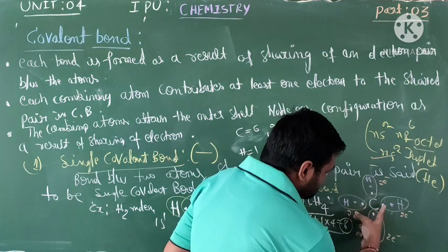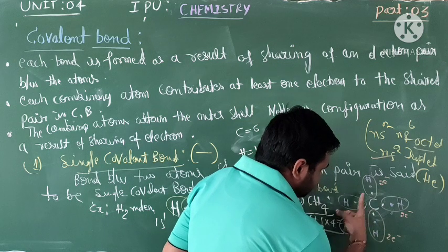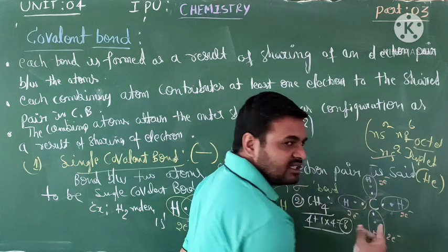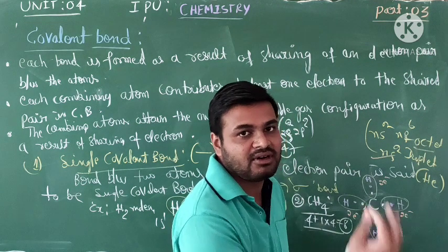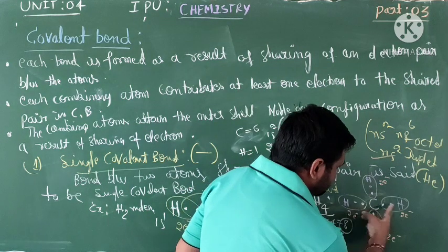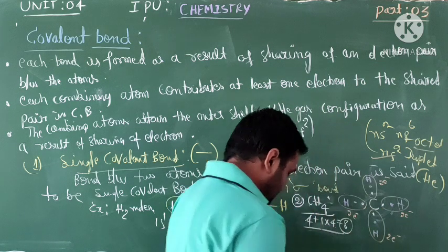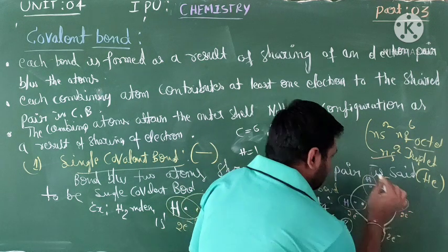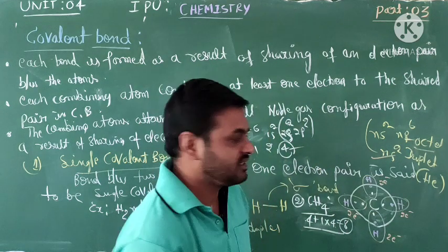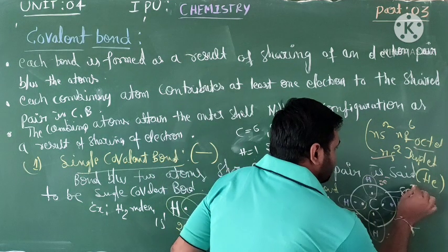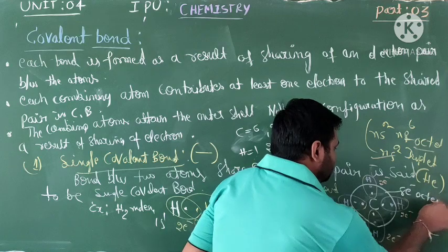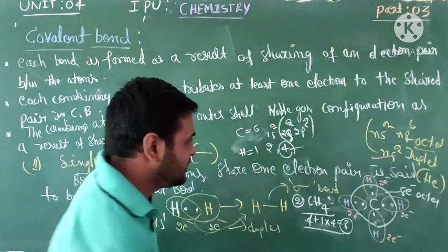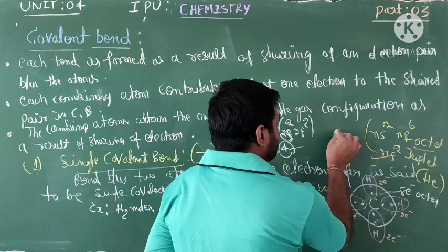Just see here: 1, 2, 3, 4, 5, 6, 7, 8. This means carbon contributed 8 electrons to achieve a stable octet. 1, 2, 3, 4, 5, 6, 7, 8. Okay, this is the completion of bonding. This is how the structure is formed.